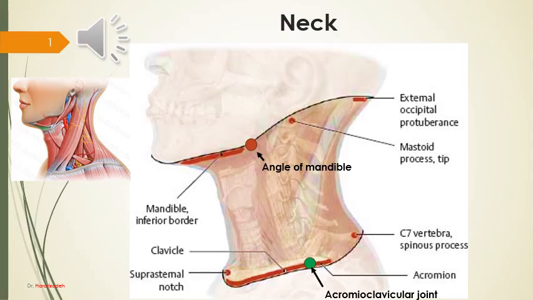And what about the inferior border? It is formed by the jugular notch of the sternum, the clavicle, and the acromioclavicular joint. A line that joins this joint to the spinous process of the seventh cervical vertebra is the exact boundary, or inferior border, of the neck.